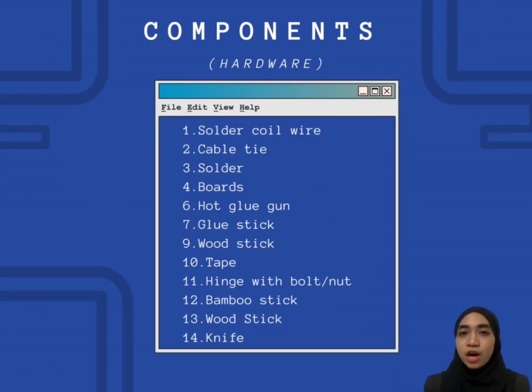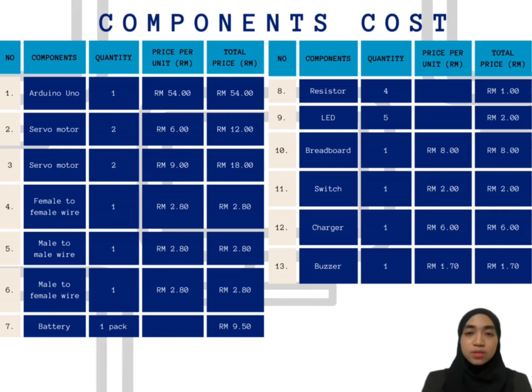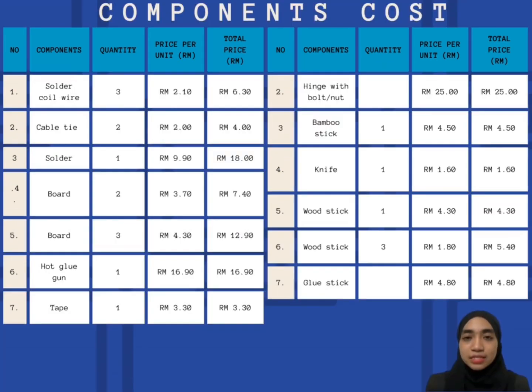Listed in this slide is the hardware components that we use. Now moving to the components cost. Listed here are the prices of the electronic devices that we use. Listed in this slide is the price of the hardware components that we use.